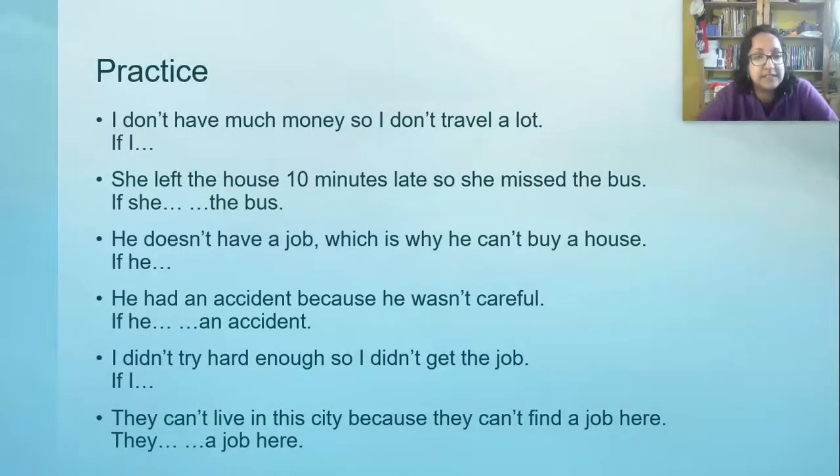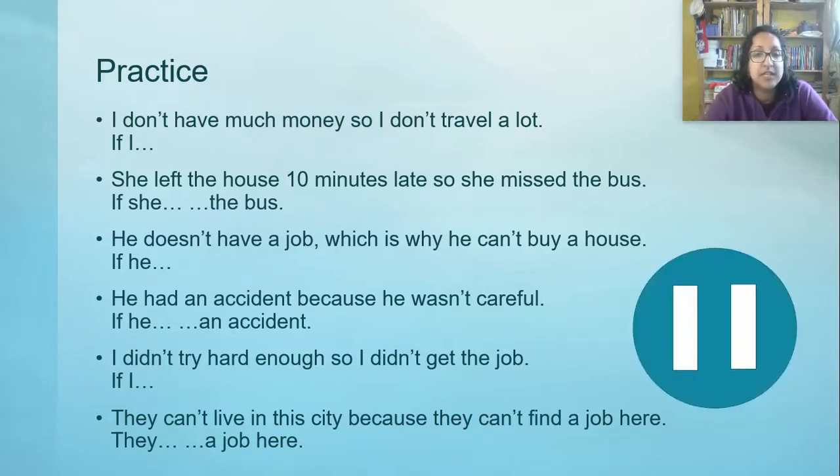Let's do a bit of practice. Here are some situations. Some are in the present, some are in the past. So you need to decide if you need to use a second conditional or a third conditional. The beginning of the sentence is given for you, and you need to decide how to form the rest of the conditional sentence. Pause here for a few minutes, have a think about it, and then continue to hear the answers.